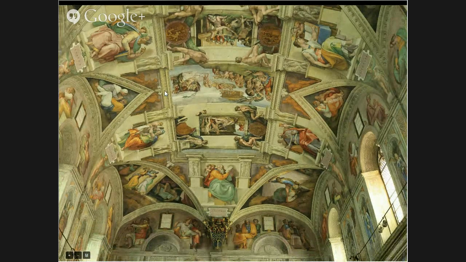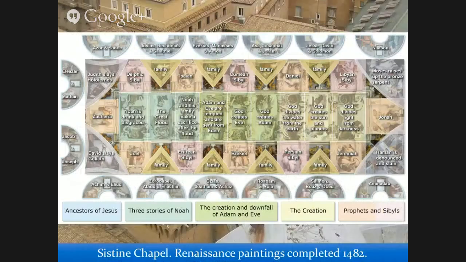If we look at some of the other elements, you've got the high point along there, and then you have other peoples along the outside. This will help us to see it easier. So this is the diagram of what's there. We just talked about that. God divides light and darkness, the creation, the fall, and then the story of Noah.